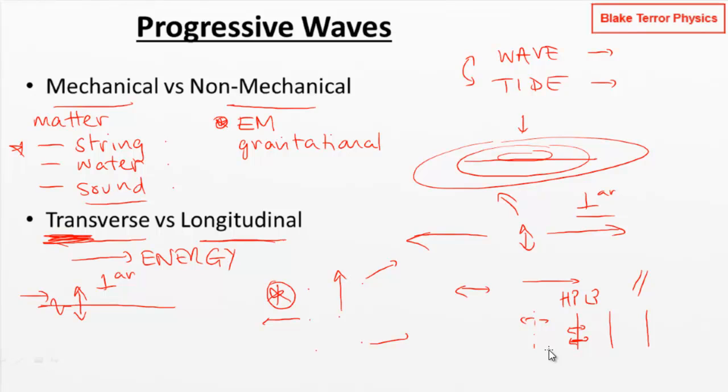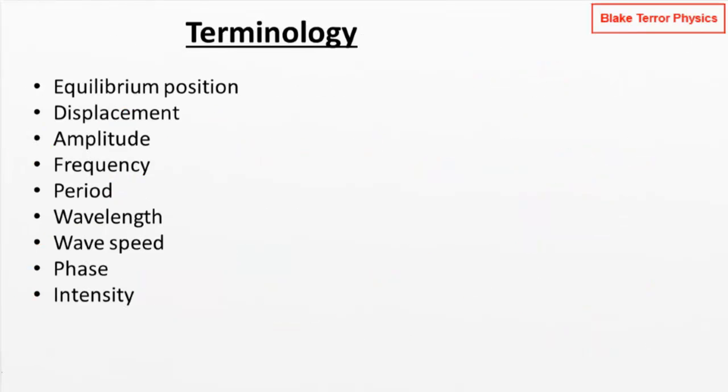So that's a couple of distinctions that you want to make when you're thinking about waves in general, but here particularly we're talking about progressive waves: mechanical, non-mechanical, transverse, longitudinal. Then when we get on to the more technical terminology that we're going to be using to describe waves, you'll see a lot of this is just straight out of our simple harmonic motion descriptions.